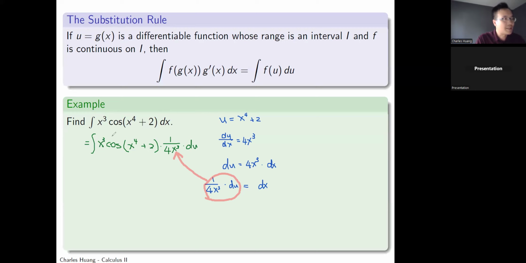And now the x cubed happened to factor out with the x cubed in the front. So you notice how this goes away, the x cubed goes away. We have 1/4, and I can write 1/4 out in front if I want. And then, of course, this part over here just turns into cosine u.